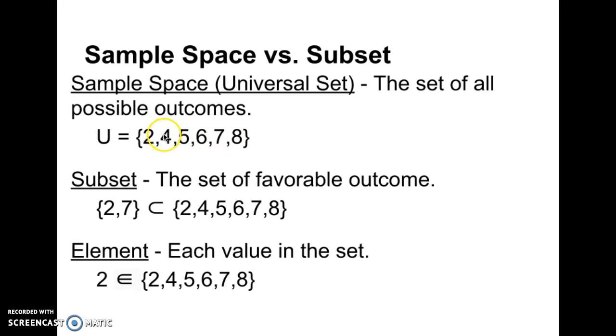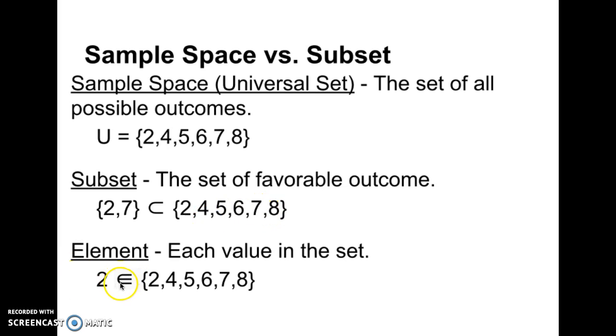Now, if I want a smaller set, and for probability, those would be the favorable ones. Or let's say I'm playing a game, and if I get a 2 or a 7, I win. Those are the favorable outcomes. So I use the brackets, same as in my set, and this is a smaller set to indicate that 2 and 7 are both included in the bigger set. We use this symbol that kind of looks like a C. And the way I try and remember it is the C says 2 and 7 is contained within my universal set of all the outcomes.